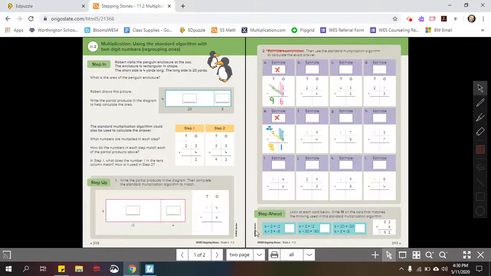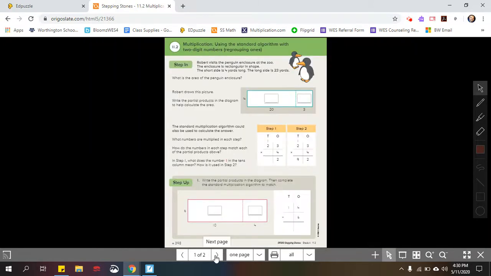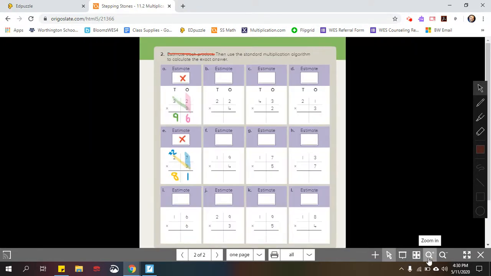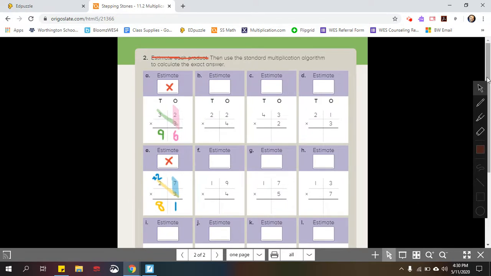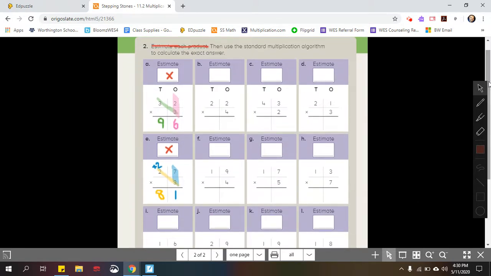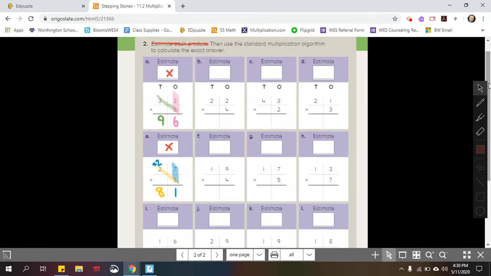So if you've not done so already, please focus your attention to page 398 and 399. And really, we're just going to focus on page 399 today, because your responsibility is to do all of step up, number 2. You do not need to worry about the estimating part. They want you to solve the standard multiplication algorithm for each answer.